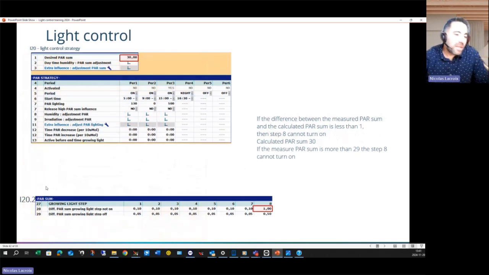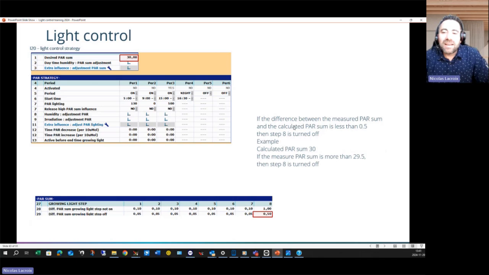There's another setting in page I20.2 where you can decide to have some step off, depending on the power sum. If the difference between the measured power sum and the calculated power sum is less than 1, then step 8 cannot turn on. So my calculated power sum is 30. If the measured power sum is more than 29, step 8 cannot turn on. If step 8 is already on, it will stay on. But if it's not, it will stay off, not turn off.